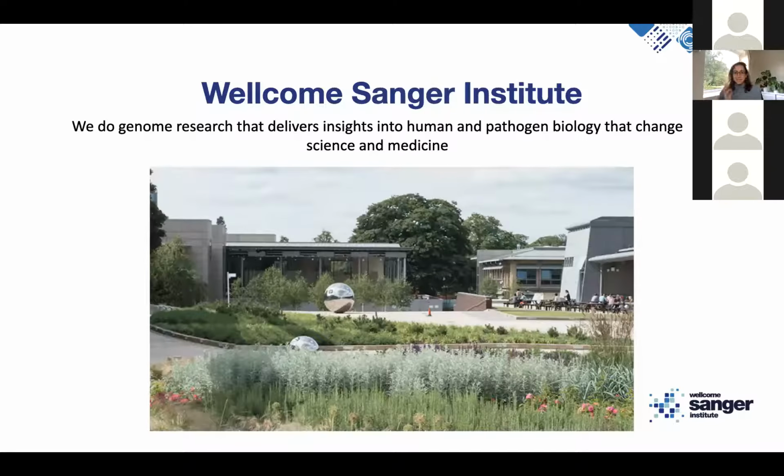So talking about the Sanger Institute, what are we? We are a research institute based in Cambridge. We are just an hour away from London, in the outskirts of Cambridge. So it's a very lovely countryside. We do genome research that delivers insights into human and pathogen biology that change science and medicine. And that means that we do large-scale studies on human diseases, including parasites as well. So we do a lot of work on malaria, on cholera, and we have a broad spectrum of genomic surveillance. Hence, we started doing the COVID work.